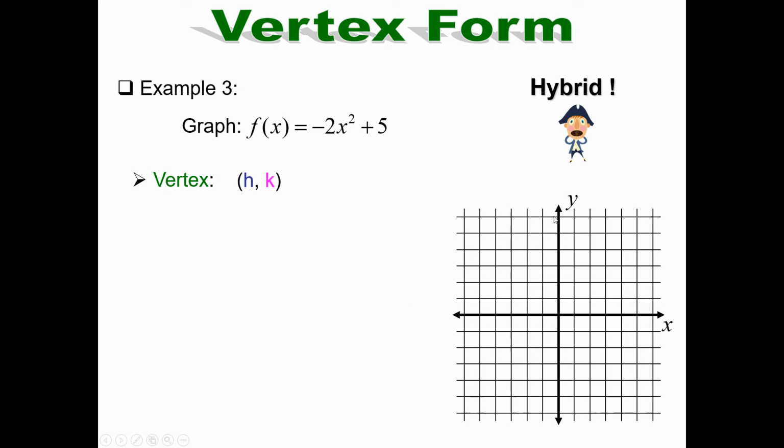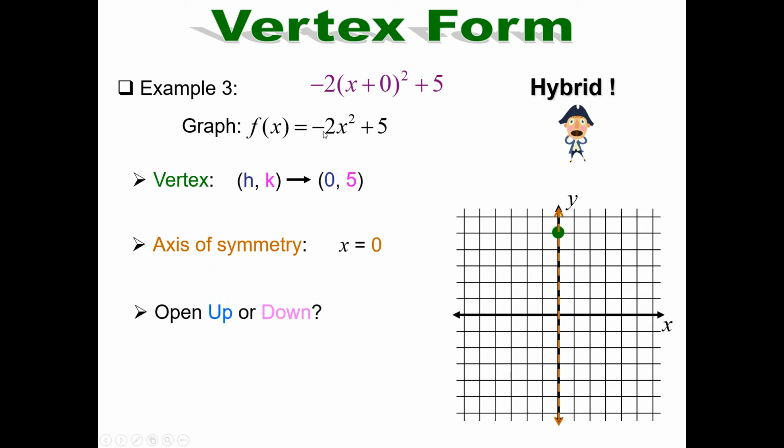So it's still going to be centered on the y-axis. So if you think about it, there's a 0 on the x value of the vertex, and then 5 is the y value of the vertex. Okay, and then the AOS is just the y-axis, or x equals 0. That's the equation of the line for the y-axis. And it's negative, so I know it's going to open down. And that number is bigger than 1, I'm talking about the absolute value of that number. Who cares about the negative? So I know it's going to be skinny.